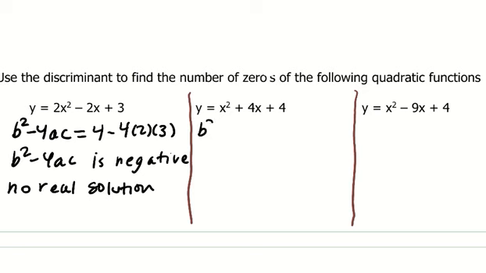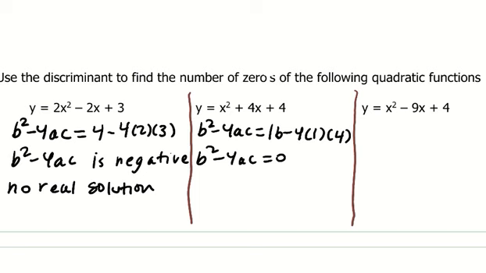Over here, I'm going to take b squared minus 4ac. That's equal to b squared is 16, minus 4 times 1 times 4, okay, that's going to be 0. Therefore, I'm going to have one real solution.